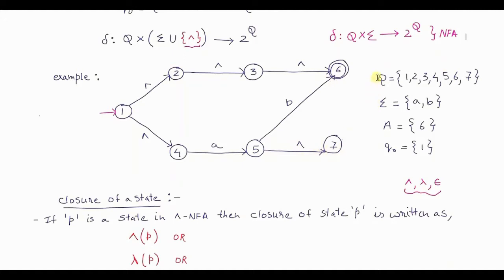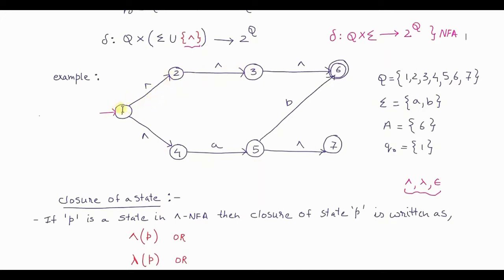There are basically 7 states, so capital Q is 7. Input alphabet: if you see, there is a transition on reading A, and there is a transition on reading B. So the input alphabet is A and B. Now you must be wondering, what are these? These are called null transitions. That means the automata also makes a transition on reading nothing, or the null symbol.